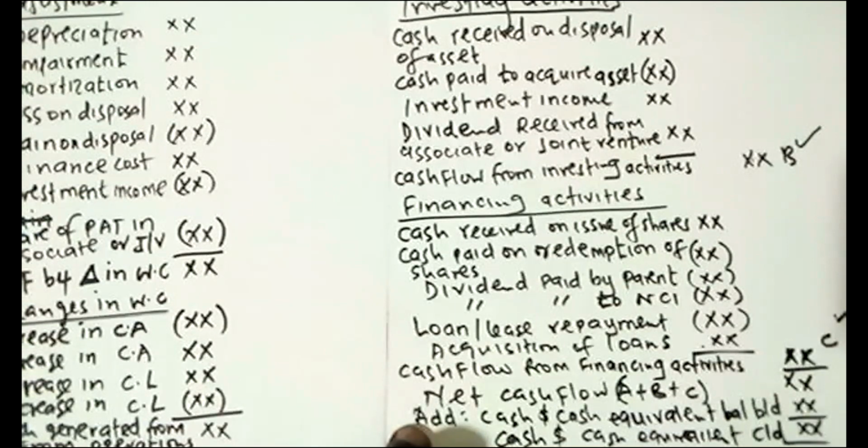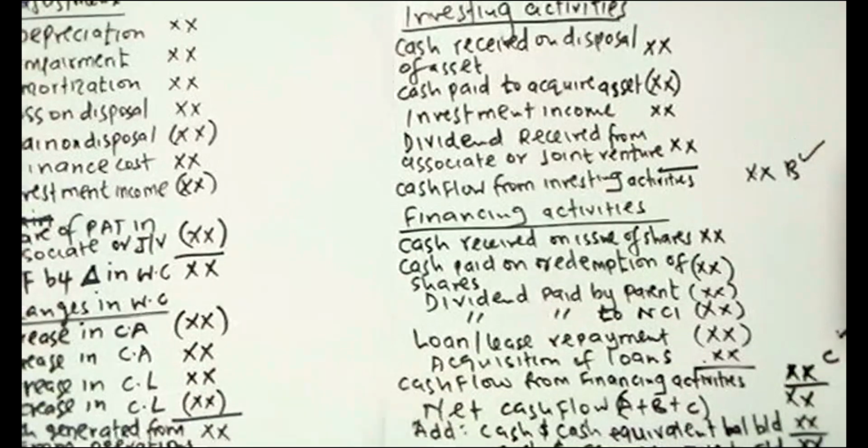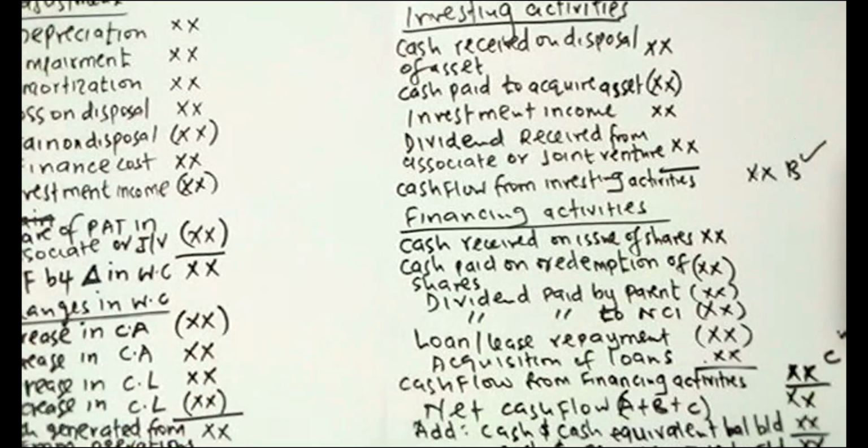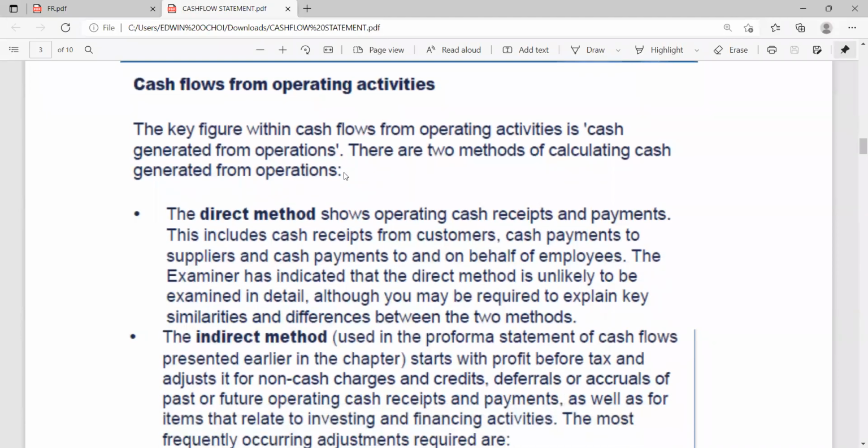What I have to do now is to talk about the direct method. The only different part of this statement between direct and indirect is the operating activities. The others would be the same. Investing and financing activities are the same in both methods. That is why I will just go through this.